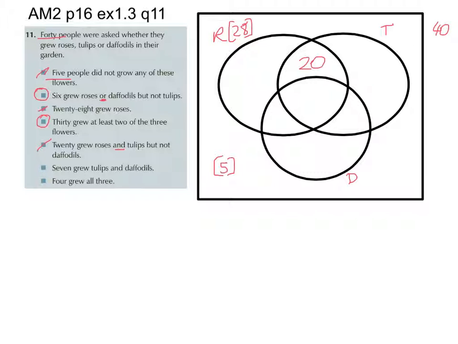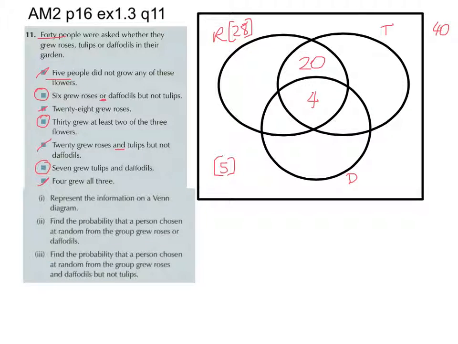7 grew tulips and daffodils. Again, we can't work out exactly how that's going to be apportioned, because we don't know how much is going to be in the 2 sections. So tulips and daffodils is that, so we know that's 7 in total. Lastly, 4 grew all 3, so we can put that in. Now the question does not give us any information on what to call X. We have to make that own choice.